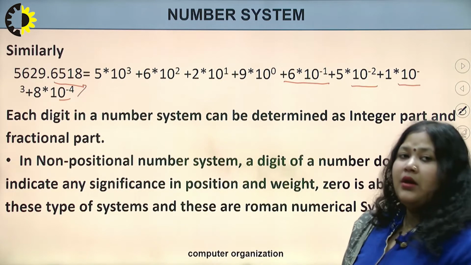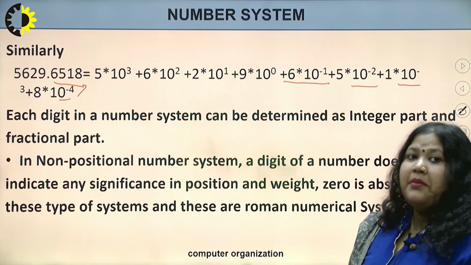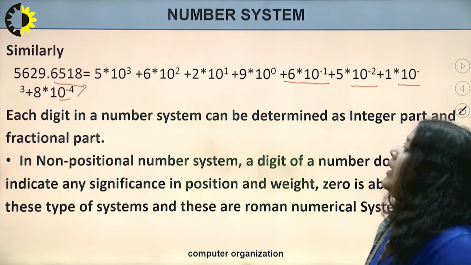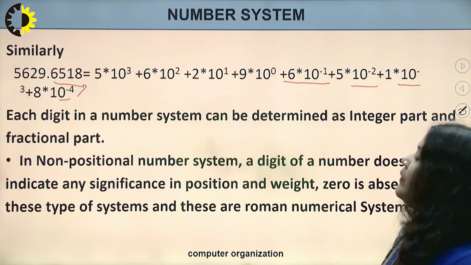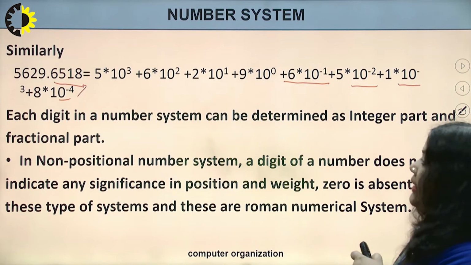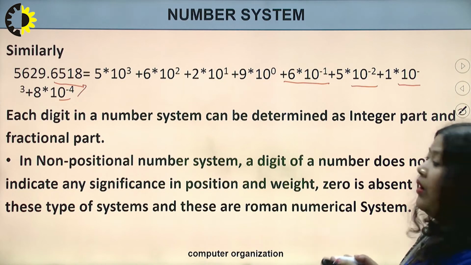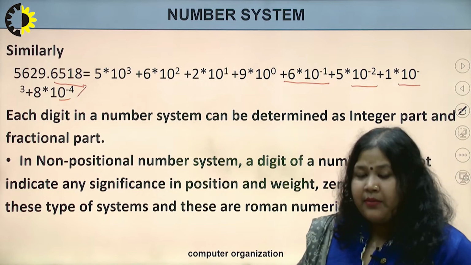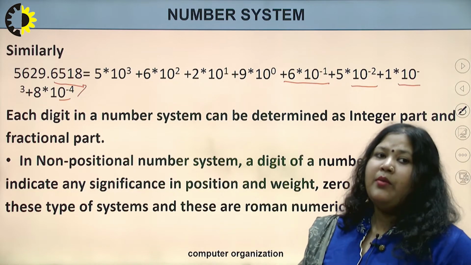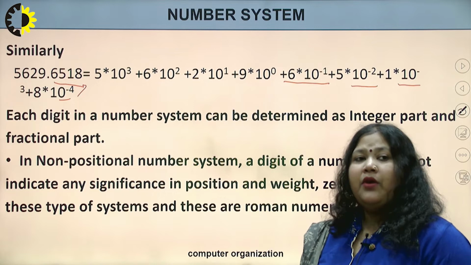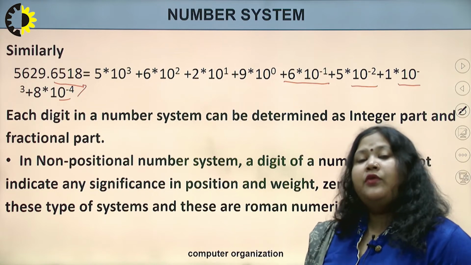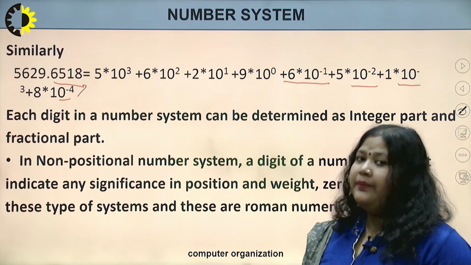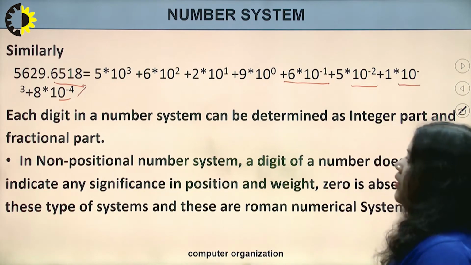So in the fractional decimal number, the weights are minus 1 to minus n, corresponding to positions from left to right. Each digit in the number system can be determined either in normal form or in fractional form. In the normal form, or the real number, we start from 0 at the LSB part, and in the fractional part we start with minus 1, moving from left to right.